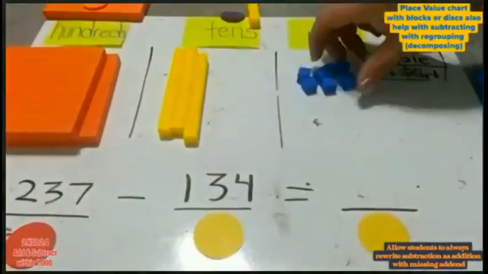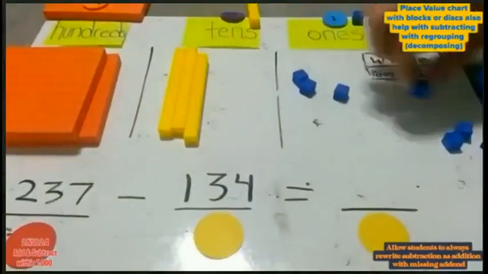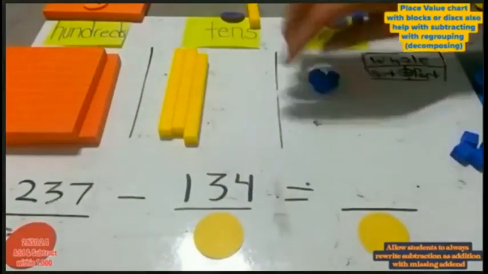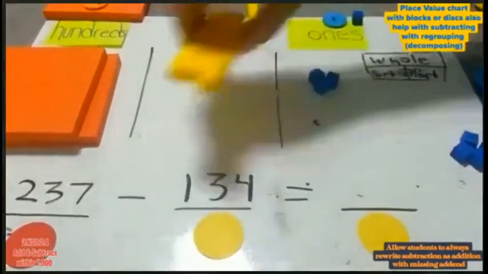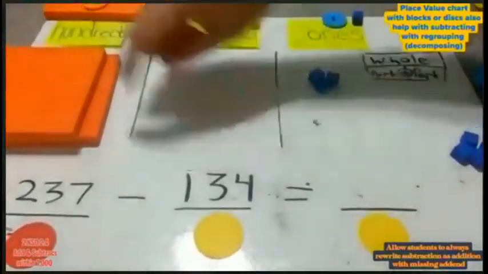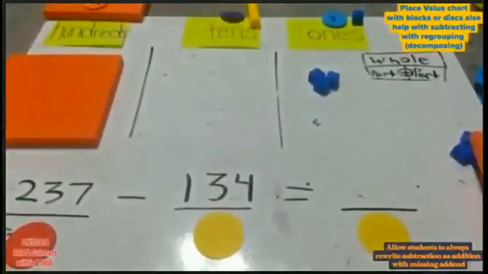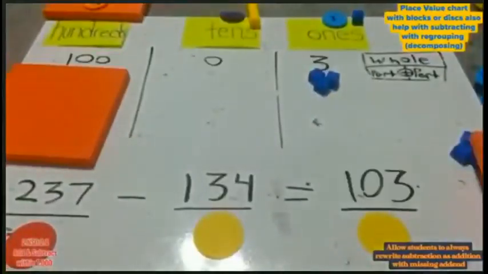Allowing students to decompose that number and physically start taking away helps to see if they need to regroup or exchange for place values where they may not have enough to take away.